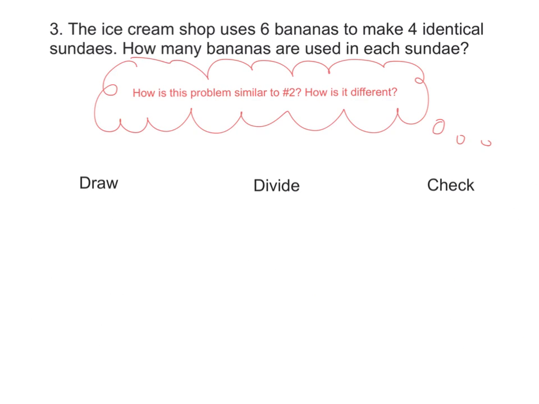For number 3, it says the ice cream shop uses 6 bananas to make 4 identical sundaes. How many bananas are used in each sundae? Now, before we solve that problem, I want you to talk to your table group. How does problem number 3 compare to problem number 2? I know one's about bananas and one's about ice cream, but beyond that, how are these 2 problems the same or similar, and how are the 2 problems different?